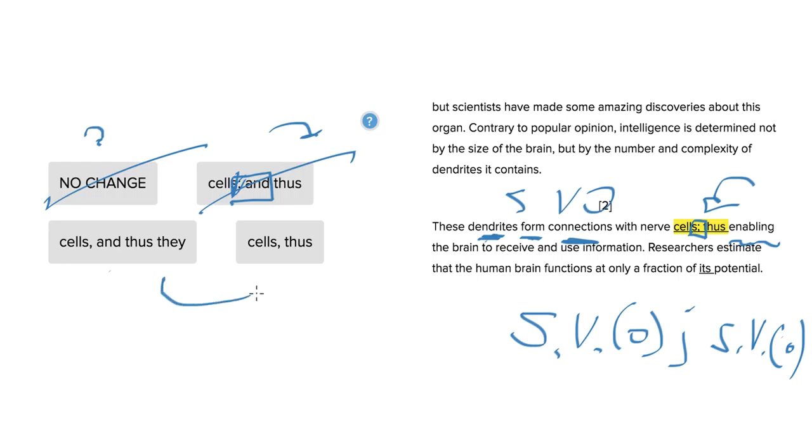Still, it looks a little longer than the last answer choice. So for concision, answer choice D would have been better. But "they enabling the brain" is not what you want. When you have a subject here, you actually want the verb to be conjugated in the present, and thus they enable the brain to receive and use information. So because it says enabling, this would not be correct. And that makes answer choice D the best answer choice.